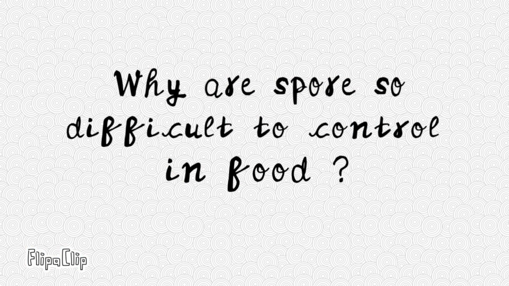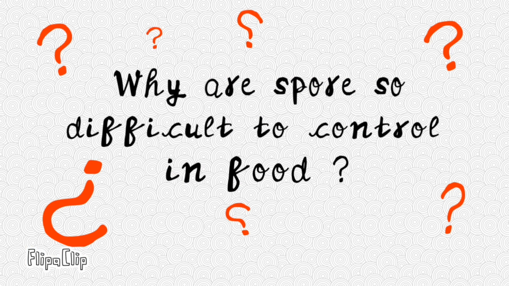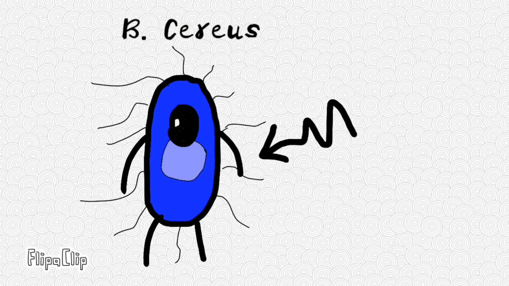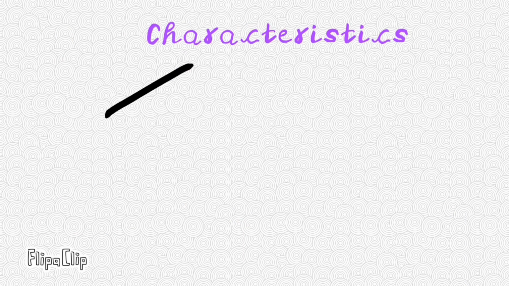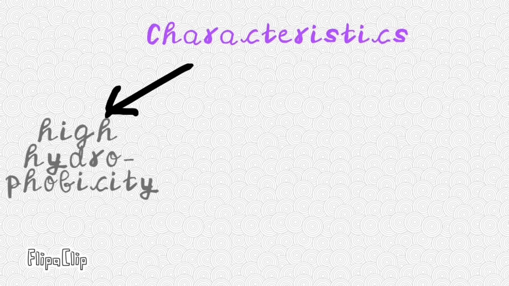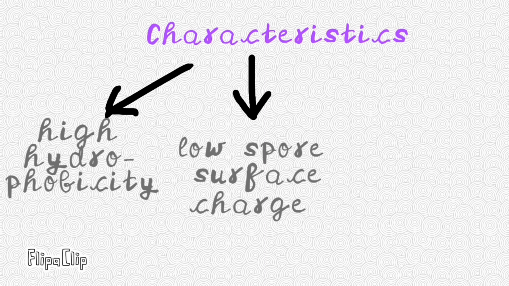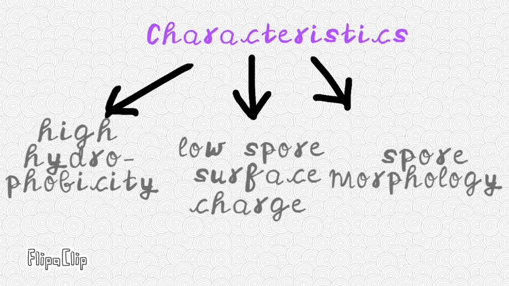Why are spores so difficult to control in food? This is because the spores of B. cereus adhere to different surfaces. The three characteristics that cause adhesion are high hydrophobicity, low spore surface charge, and spore morphology.